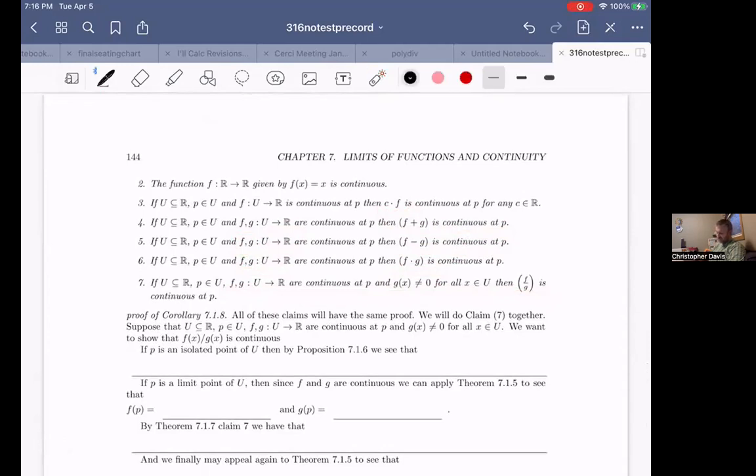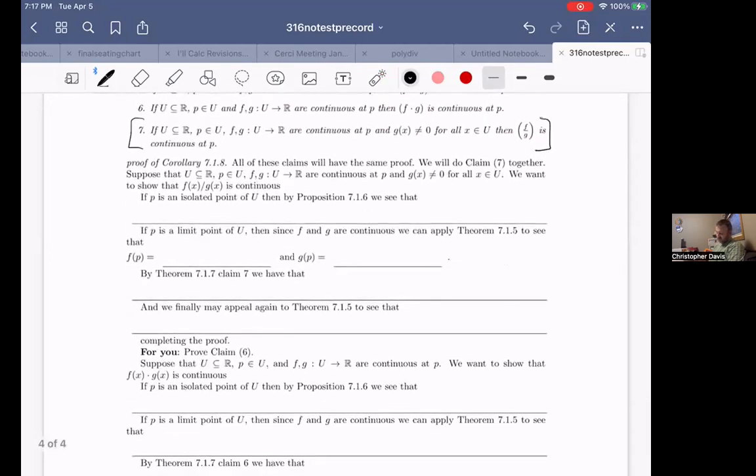And all of these proofs have the exact same claim. So I'll do the one which maybe seems like it should be the most difficult right here, and then you can port over that argument to any of the other ones. So let's do it. Let's suppose that u is a subset of R, p is a point in u, f and g are continuous functions at p, and g of x is not equal to 0 for all x in u. I want to show that f divided by g is continuous at every x.